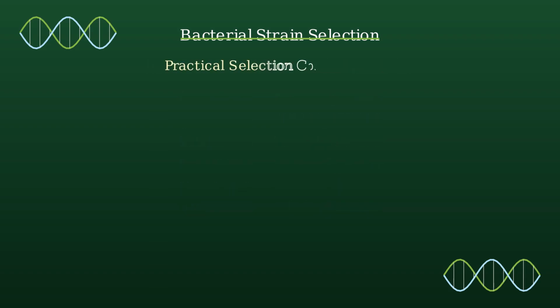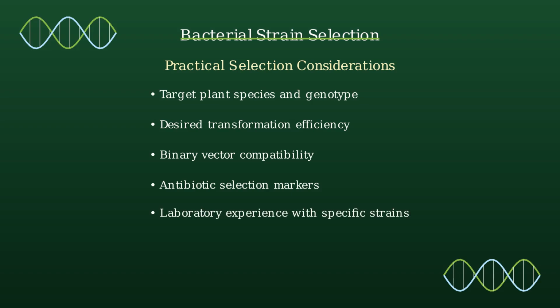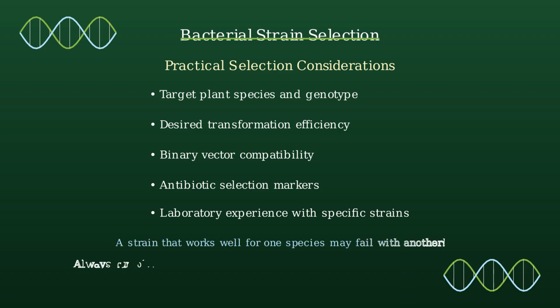When selecting an agrobacterium strain for your experiment, consider these key factors. Consider your target plant species, desired efficiency, vector compatibility, selection markers, and your lab's experience with specific strains. Remember that a strain efficient for one species may fail with another. Always run pilot experiments with multiple strains when optimizing new transformation protocols.